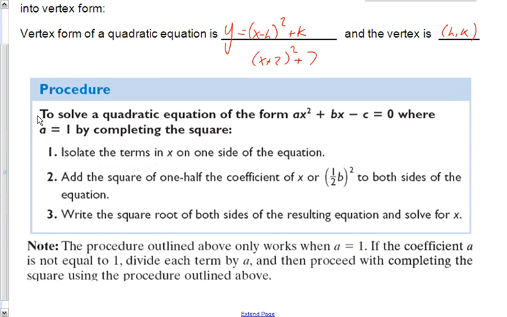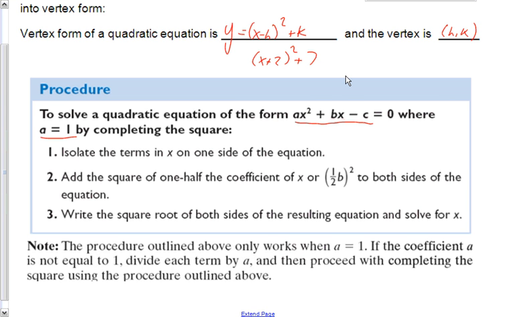To do it, you have to be in standard form, ax squared plus bx plus c. They put minus c, but plus c works too. If it's a minus c, it gives you an imaginary, that's why. Also, a has to be 1. The first step is to isolate the x terms on one side. So you're going to move all your constants over. If you have y's even, you move that over too, so they're on the other side.